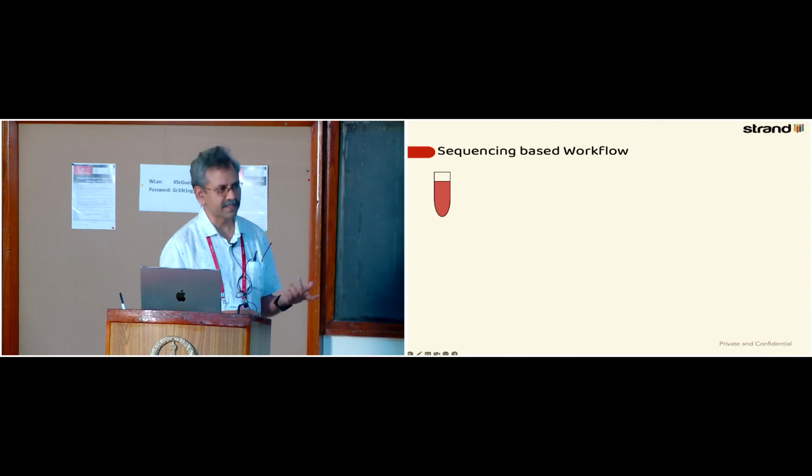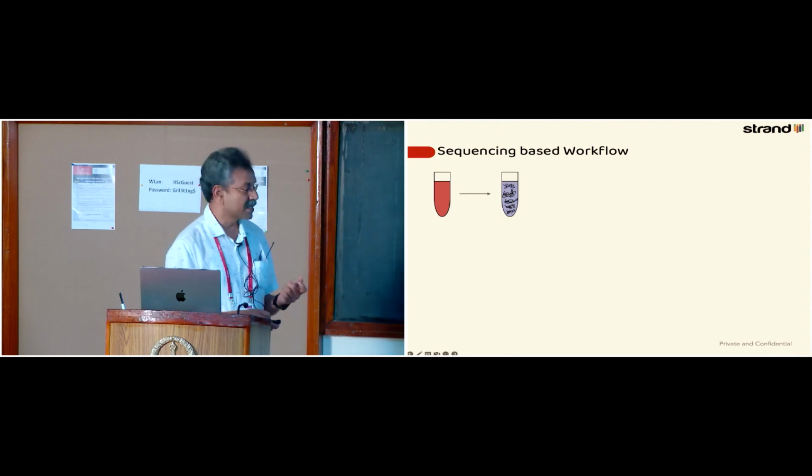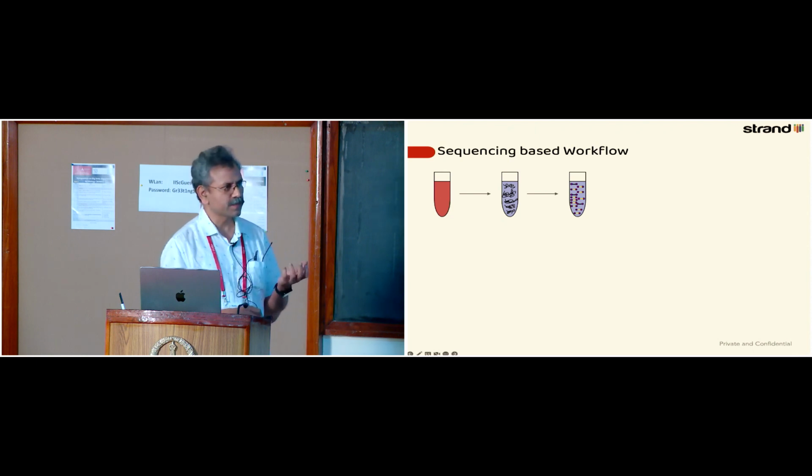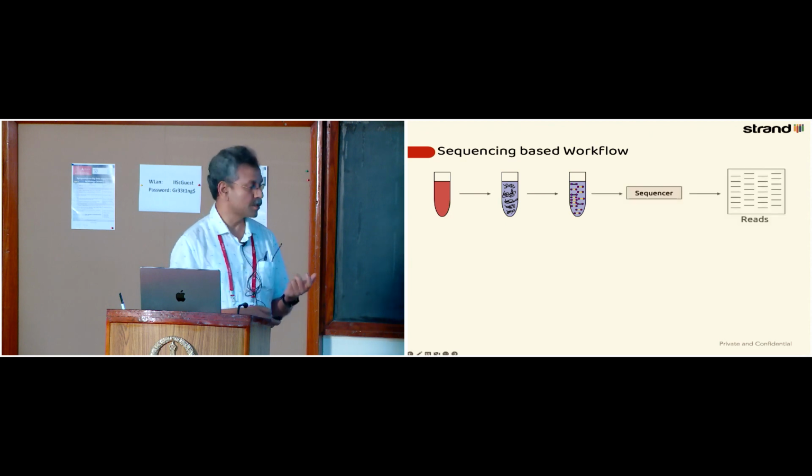In our lab, we'll get an amniotic fluid sample or a blood sample or some other sample. From the sample, we extract the DNA. Then the DNA has to be sheared into smaller molecules before it can go into the sequencer. We shear it typically into molecules of size between 200 to 700. And then we load that onto a sequencer.